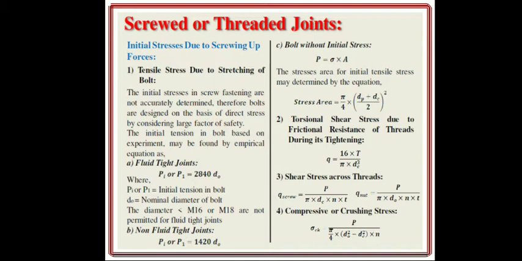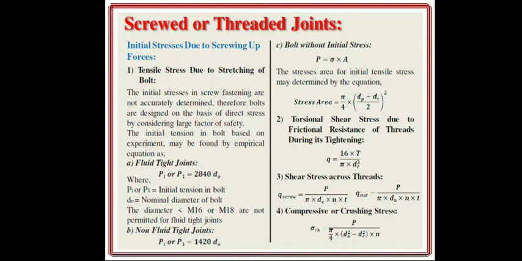Now A, the fluid tight joint, where Pi is equal to 2840 times D0, where Pi is the initial tension in a bolt, and D0 is the nominal diameter of the bolt, or the major diameter you can say. So the diameters M16 or M18 are not permitted for fluid tight joints. Now non-fluid tight joints, what is it? Pi should be 1420 times D0.